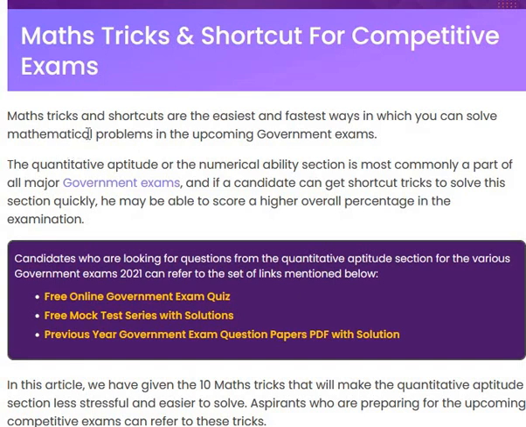Math tricks and shortcuts are the easiest and fastest ways in which you can solve mathematical problems in the upcoming government exams. The quantitative aptitude or numerical ability section is most commonly a part of all major government exams, and if a candidate can get shortcut tricks to solve this section quickly, he may be able to score a higher overall percentage in the examination.